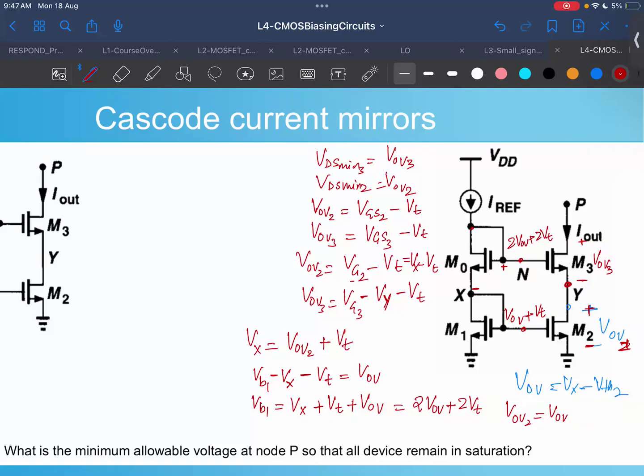Now, if we were to see the Y voltage, what would be the Y voltage? We already know that Vy is just minus of that, right? So that is the voltage Vg3. Vg3 is already 2 VOV plus 2 Vt, and then you will have minus Vt from here, and 1 minus VOV, right? So this would be then VOV plus Vt.